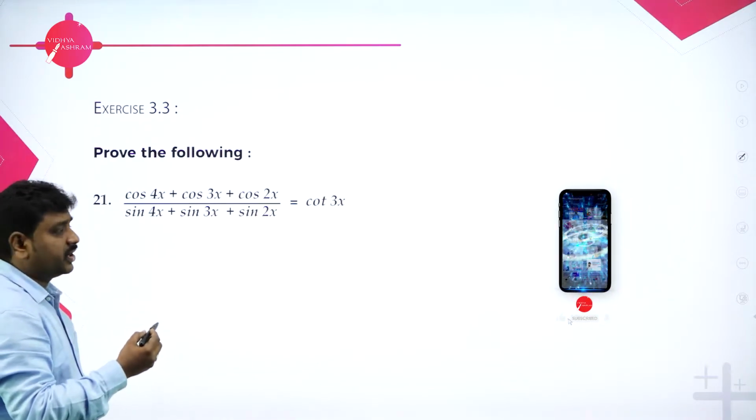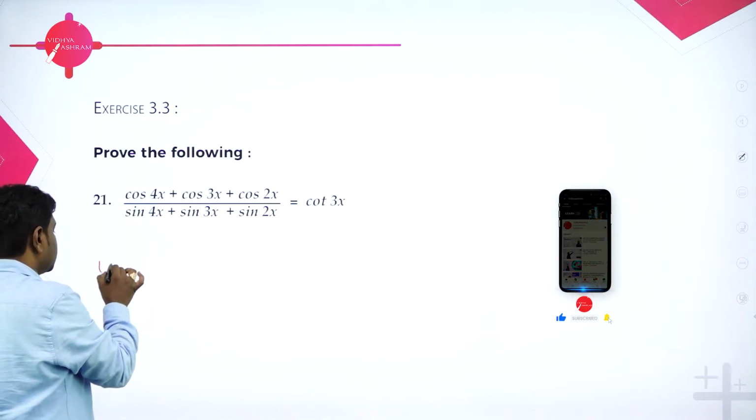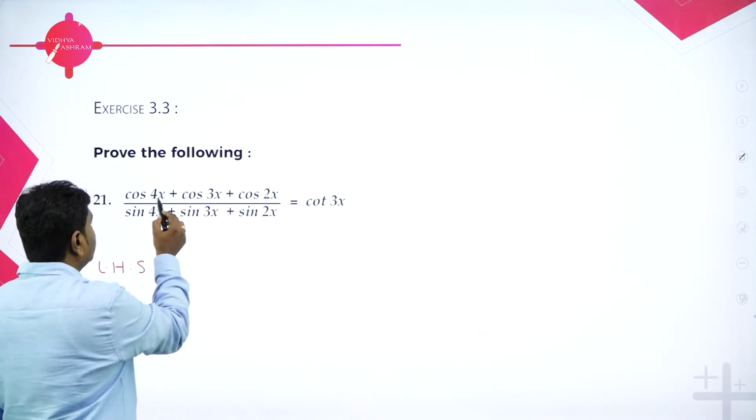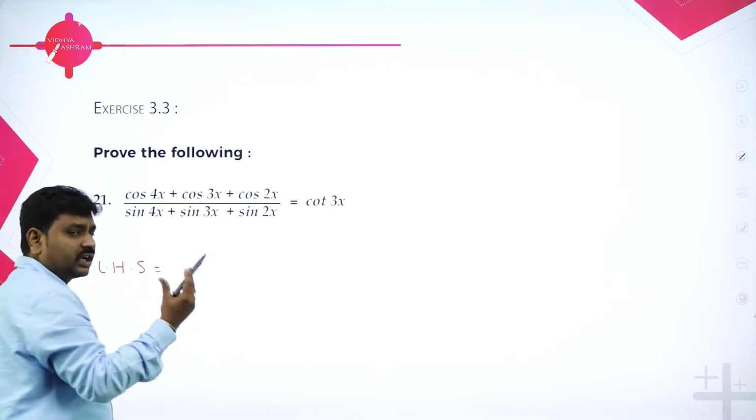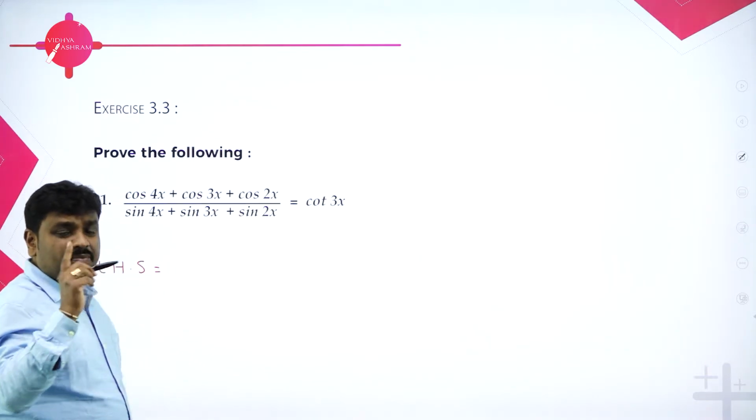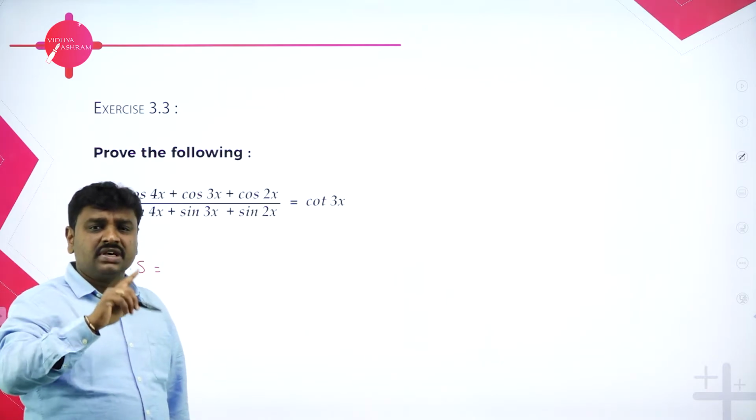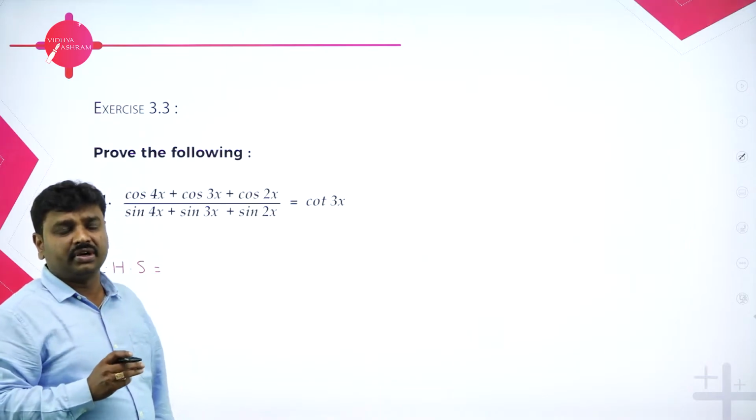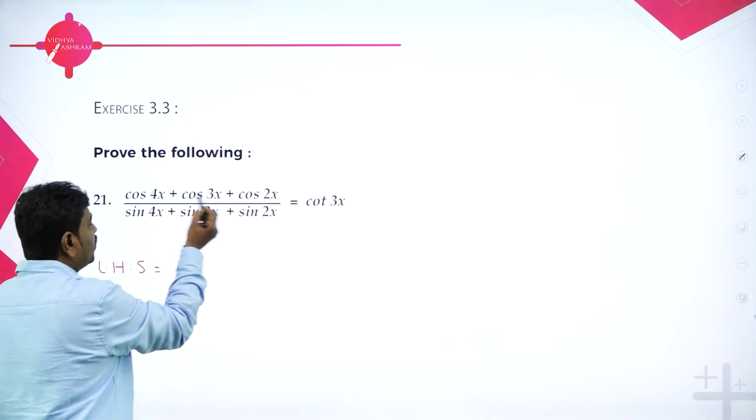See, first we'll take the LHS, and the important thing is we need to club the terms. Here 4, 3, 2 are there. I'll club all even numbers, because we have to use cos C plus cos D, which involves C plus D by 2. So if we want to make the number divisible by 2, group the even numbers. Here 4 is there, here 2 is there.